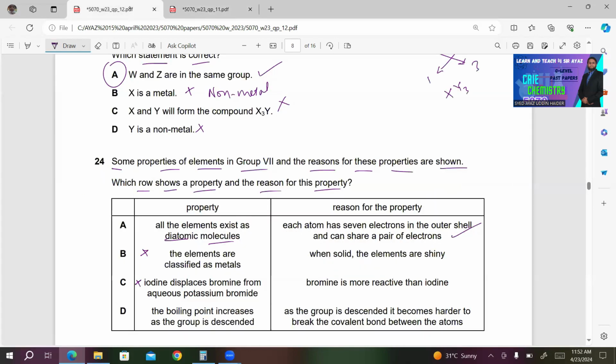This is also incorrect. D, the boiling point increases as the group is descended. Now the boiling point increases. This statement is correct. Now what is the reason? As the group is descended, it becomes harder to break the covalent bonds between the atoms. We don't have atoms. We have the molecules. They exist as molecules. So we have to break the bond between the molecules. This statement is incorrect. So only A will be the right answer for 24.